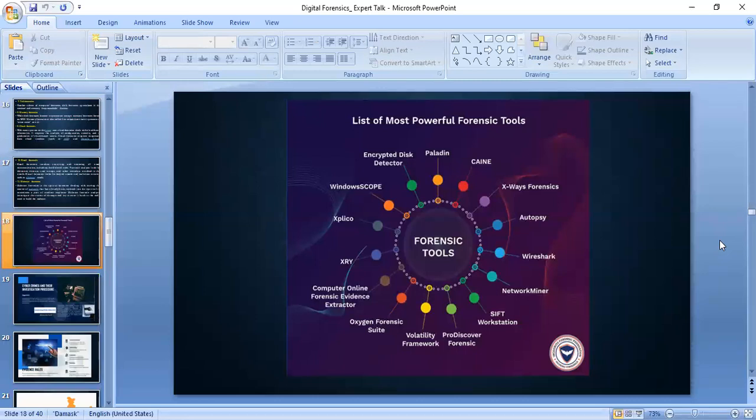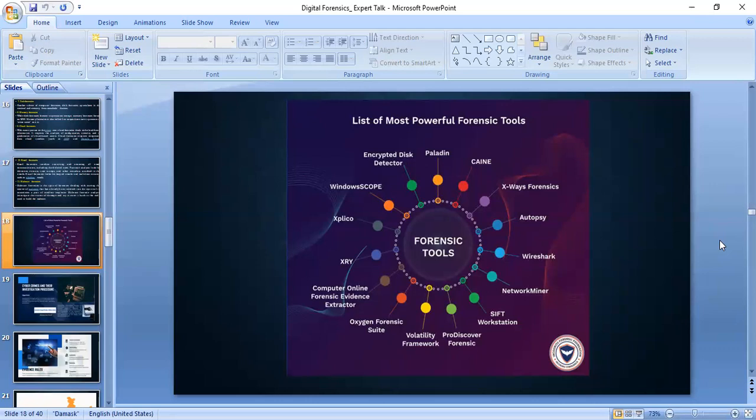Autopsy is there, X-Ways Forensics is there, Wireshark is there. Suppose you want to recover deleted history, then you just go with Autopsy. Wireshark is a digital forensic tool specifically used in network forensic. Then Network Miner, it's again network forensic. Then ProDiscover, SIFT. These are the different tools present in digital forensic, and each and every tool has its own functionality. So depending upon your requirement, you use the tool.